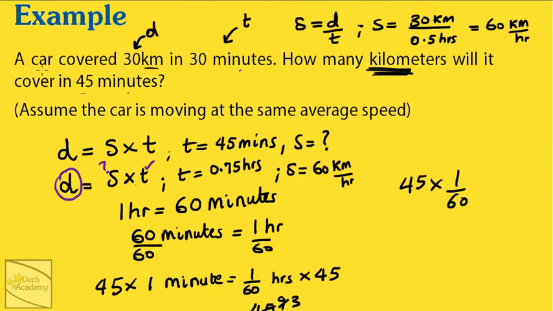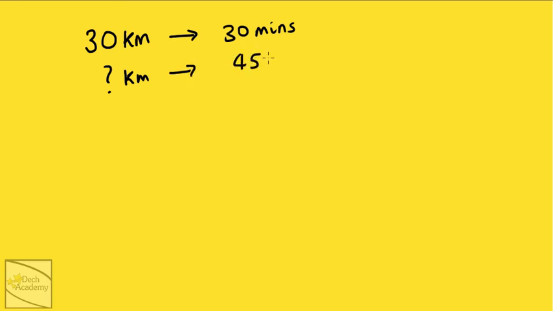There's an easier way to solve this question. So just take note of the following. We're told that a car covers 30 kilometers in 30 minutes. So you say, well, 30 kilometers in 30 minutes. And then you're now asked to find the distance traveled in 45 minutes. So you want to know what the kilometers is when it's 45 minutes. So this is how you do it. And remember we're assuming that the car moves at the same average speed.